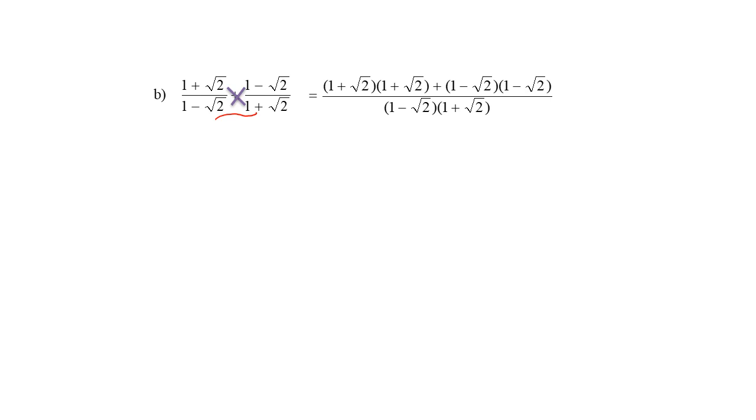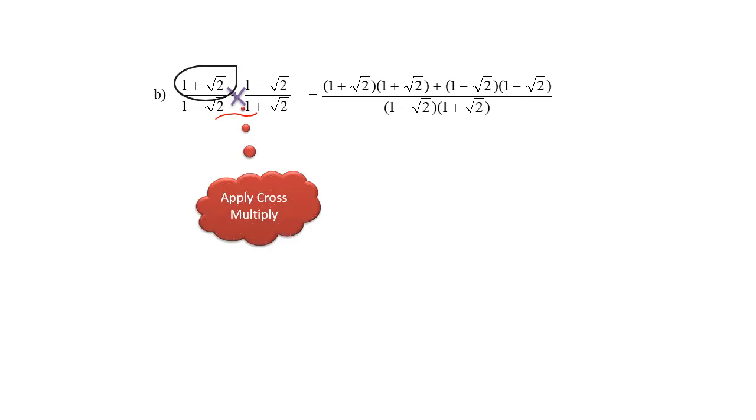For this side, 1 plus root 2 will multiply with 1 plus root 2. For the right fraction, 1 minus root 2, we multiply with 1 minus root 2. The bottom one, we multiply with each other, 1 minus root 2 multiplied with 1 plus root 2. So we will have the common denominator here.